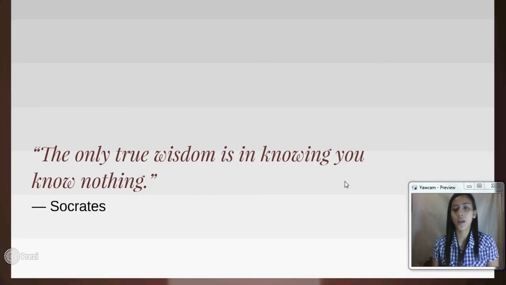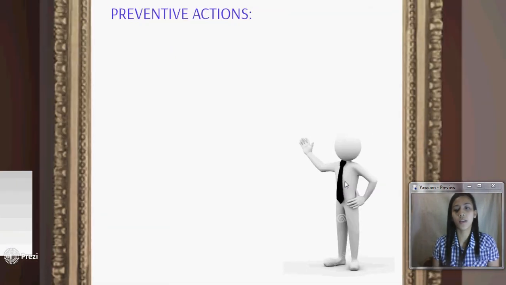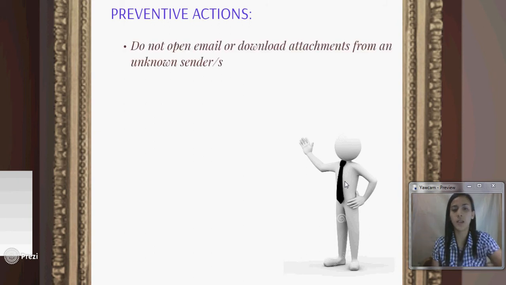Now that this information is already available and we're familiar with the common threats, what should we do? There are ways to avoid this from happening. This video will introduce a few of the basic preventive actions we could perform. This includes not opening downloaded attachments from unknown senders, as we might be downloading viruses already.